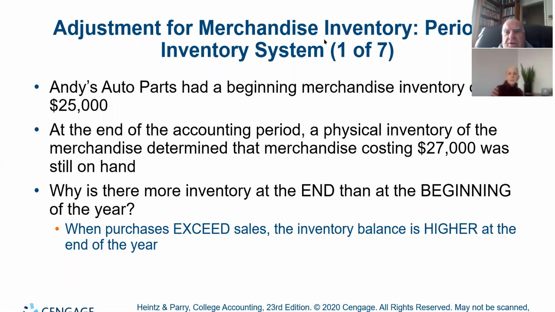We have an adjustment for merchandise inventory, okay? Andy's Auto Parts had a beginning inventory of 25,000. And then at the end of the accounting period, a physical inventory of the merchandise shows that we had 27,000 at month end, okay? Why is there more at the end than at the beginning? Well, obviously we purchased more than we sold, right? Okay, that's not too tough so far. So we have 25,000 in the inventory balance since the beginning of the period, the beginning of the year, the beginning of the month or quarter, whatever we're measuring.